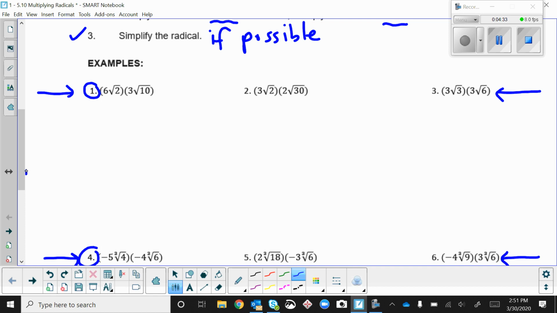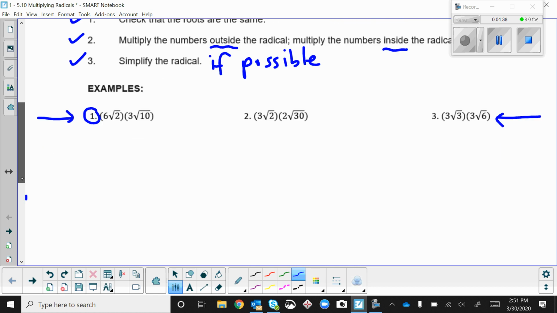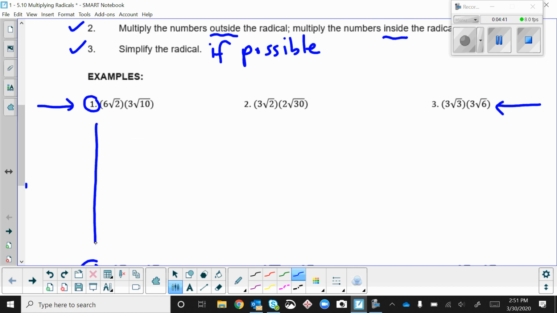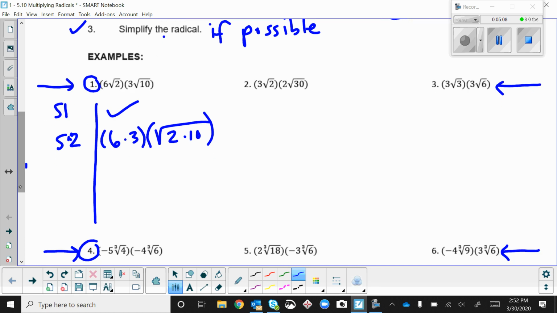6 square roots of 2 times 3 square roots of 10. So step 1 is to check that the roots are the same. They are both square roots, so check, that works out. Step 2, multiply the numbers outside the radical. So that's 6 times 3. And multiply the numbers inside the radical. That's 2 times 10. So that gives me 18 times the square root of 20.